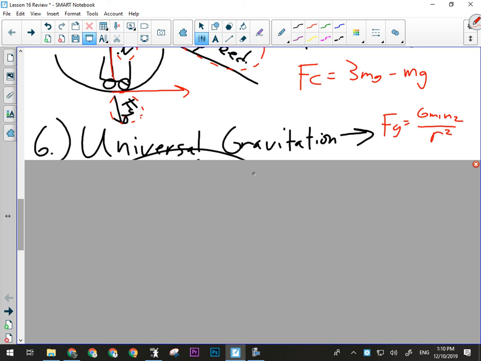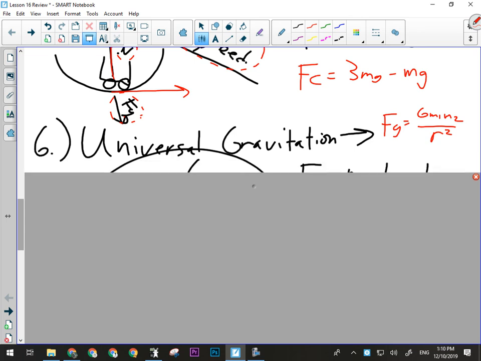So, the Earth and the apple. We're talking about Newton's experiment here. The Earth and the apple are equally attracted to each other. The Earth is just as attracted to the apple as the apple is to the Earth. And because the Earth is so much bigger, do we notice it? No.